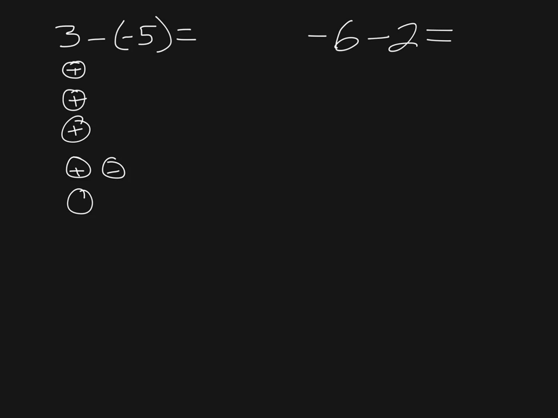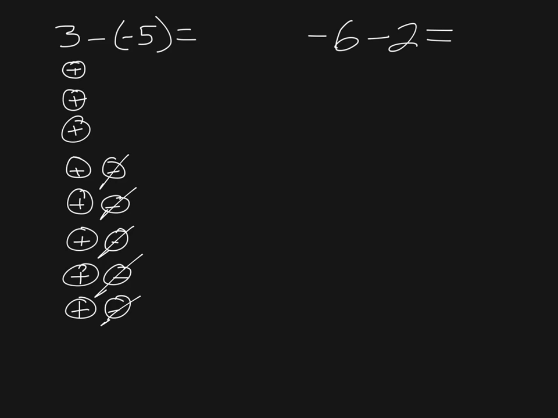There's 1 negative, there's 2, 3, 4, and 5. So I want to take away negative 5. I have 1, 2, 3, 4, 5 negatives. So if I'm going to take those away, take away those 5 negatives, here is what I'm left with. If I count those up, I get 1, 2, 3, 4, 5, 6, 7, 8. Positive 8 is my answer.